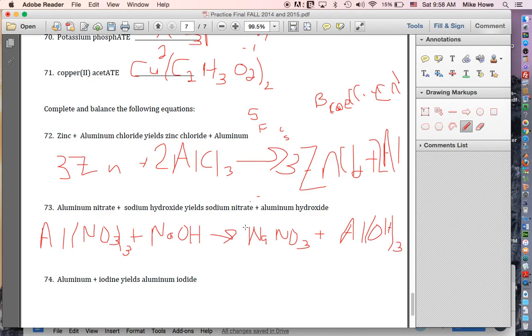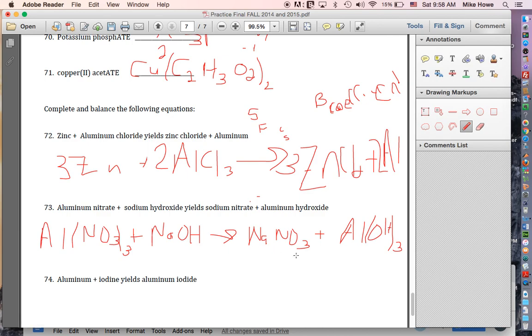Okay, so the formulas are there because +3, minus 1 multiplied by 3. +1 minus 1, you're good. +1 minus 1, you're good. +3 minus 1, you have to multiply by 3, and you have to have parentheses because it's a polyatomic ion. So now looking at the formulas, we've got 1 atom of aluminum and 1 atom of aluminum, so that's okay. We have 3 NO3 groups.